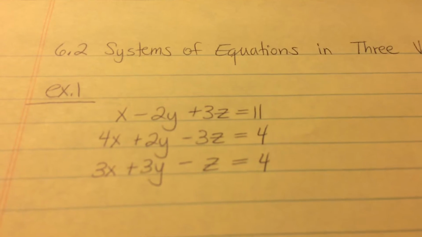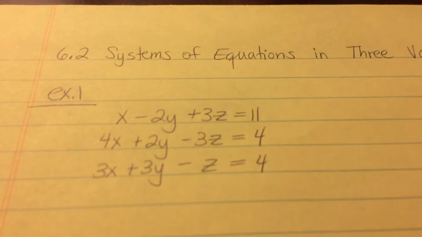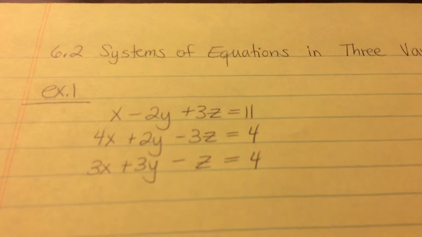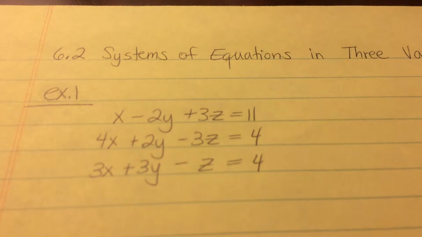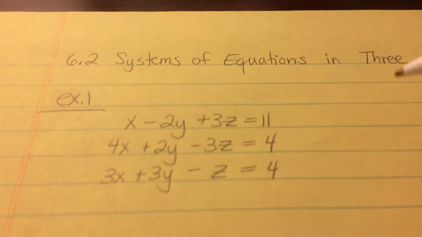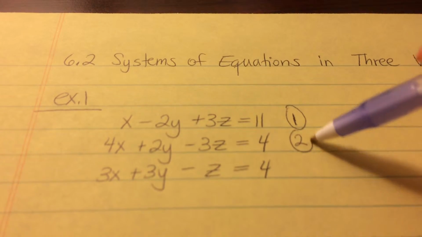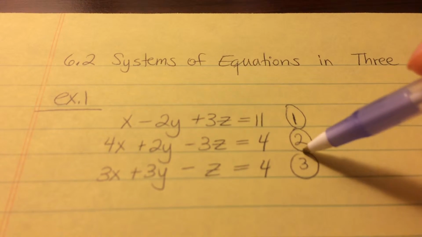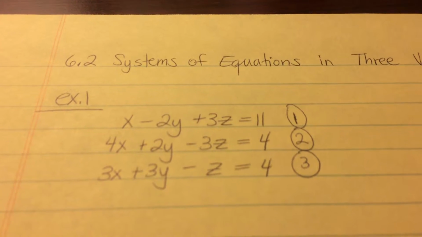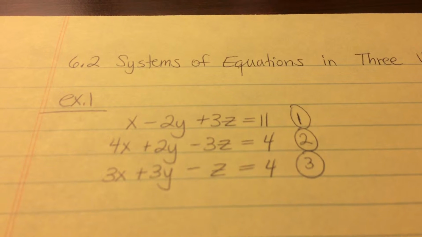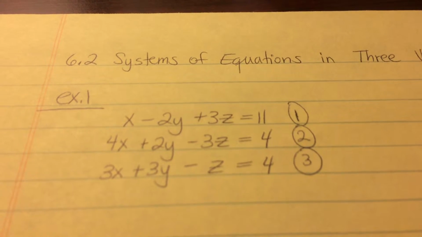So you will have now three equations and three variables. It does get a little confusing, so you have to be very organized on this. What I normally do is go ahead and label this equation 1, equation 2, and then equation 3. That way when I manipulate it, I know exactly which equation I use. So make sure you also label it.